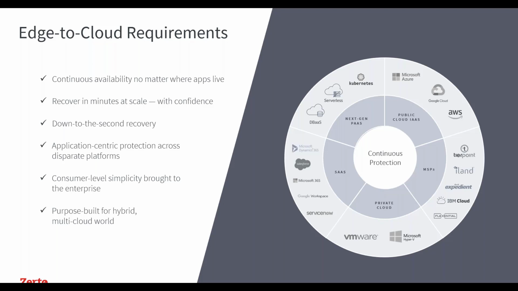So the things that you really need to focus on are having continuous availability no matter where the apps live, whether they're on software as a service, platform as a service, or infrastructure as a service, or in a hybrid, private cloud, or public cloud scenario. You need to be able to protect those solutions. You need to be able to recover within minutes at scale. Recovery within hours is no longer acceptable. You need to recover in a matter of minutes, with down-to-the-second recovery. In other words, recover 2 seconds before the disaster happened so that there's minimal data loss. And all of those recovery options need to be application-centric, providing the consistency of data that applications need to come back up quickly, across disparate platforms.